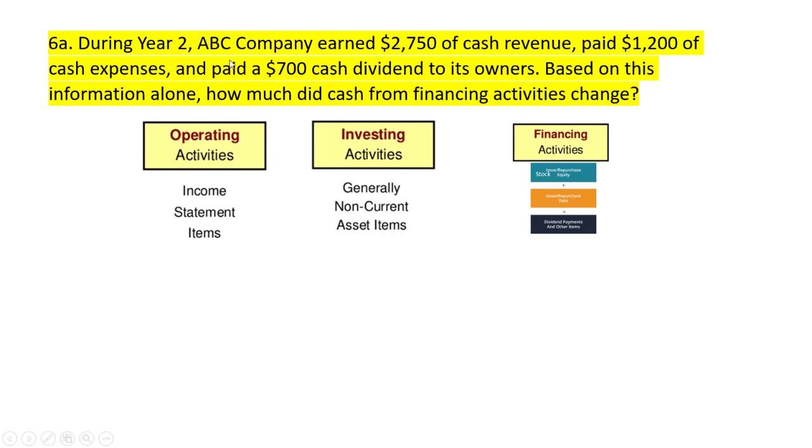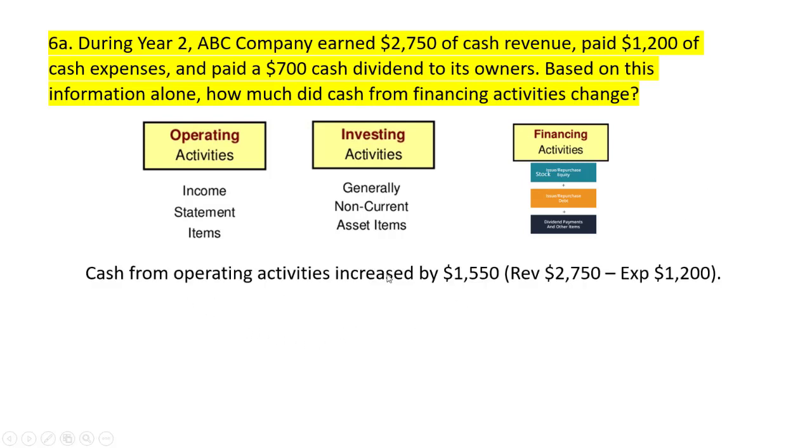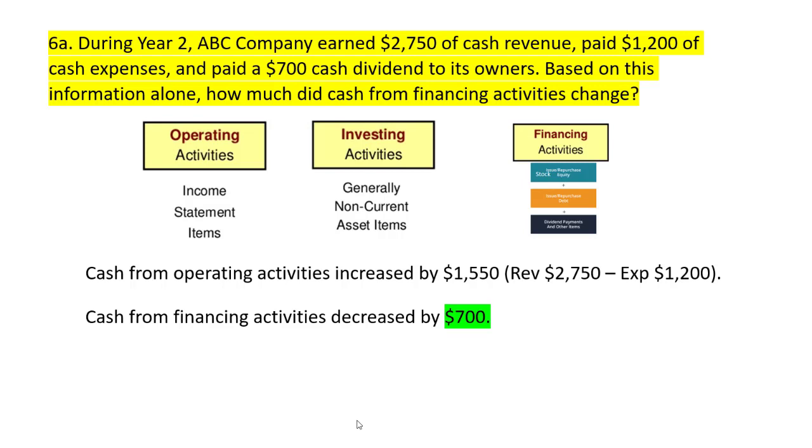During year 2, ABC Company earned $2,750 of cash revenue, paid $1,200 of cash expenses, and paid a $700 cash dividend to its owners. Based on this information alone, how much did cash from financing activities change? Okay, cash from operating activities went up by $1,500. That's the cash revenue minus the cash expenses. That's good, but we don't want to know that. All we want to know is financing activities, which were these dividends that were paid. So cash from financing activities decreased by $700 because you had to pay out these dividends to the owners.